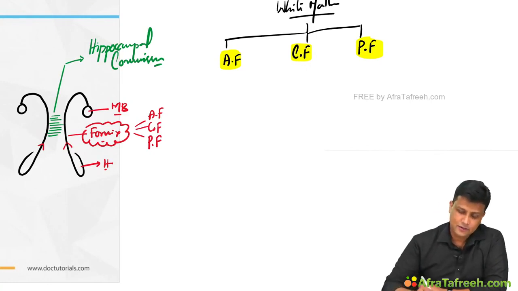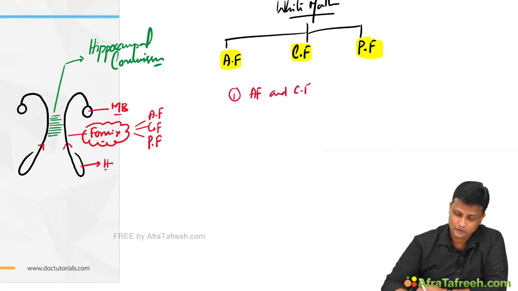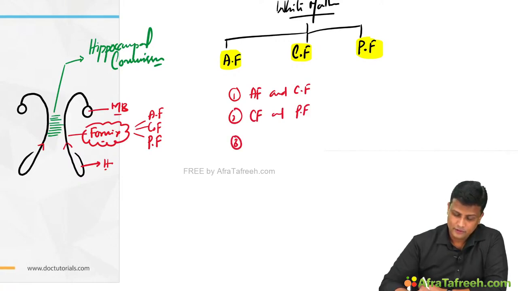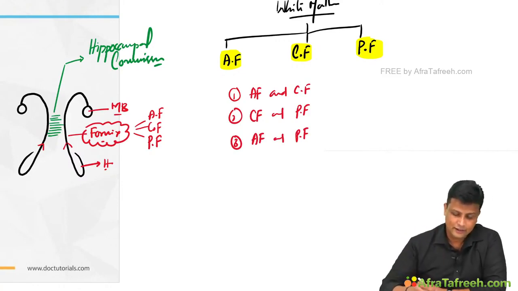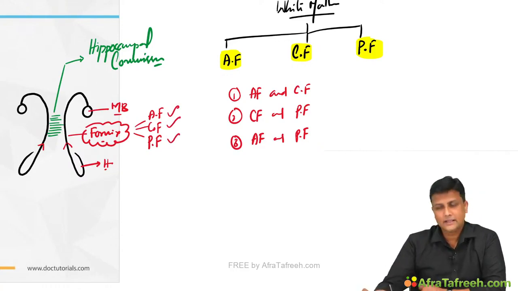in the exam, options were given something like this. For example, option number 1 is association fiber and commissural fiber. Number 2, commissural fiber and projection fiber. Number 3, association fiber and projection, something like this. In the class here, we are telling that it belongs to all the three categories, association, commissural and projection. But in the exam, the options were given in this manner. Then what will you do?